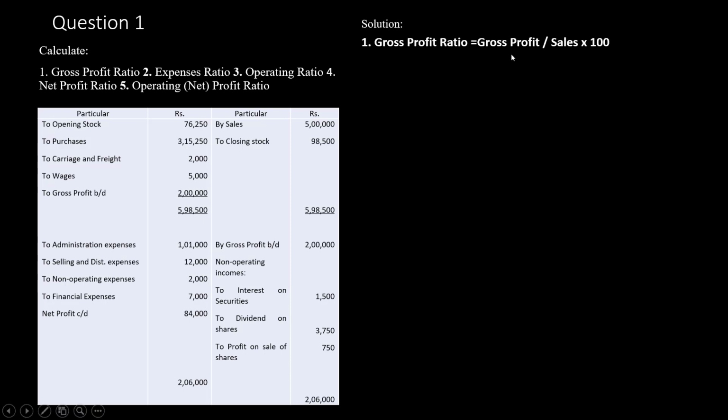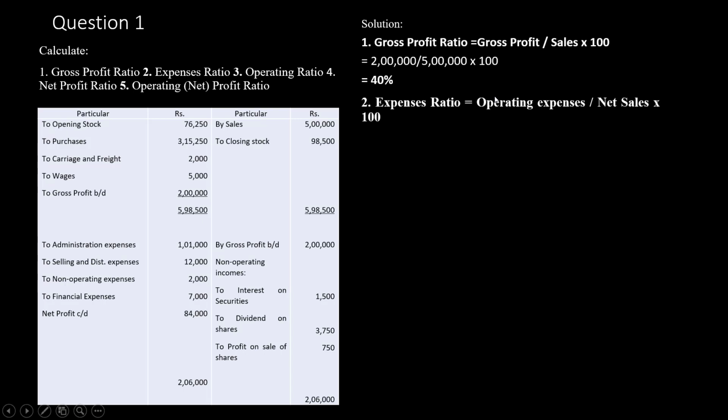Gross profit ratio formula is gross profit divided by sales into 100. So whenever you put the value, after putting the value, multiply with 100 and you get the percentage value of the gross profit ratio. Next is the expense ratio. What is the formula of expense ratio? That is the operating expenses divided by net sales into 100. After applying the formula, we get the result of expense ratio.